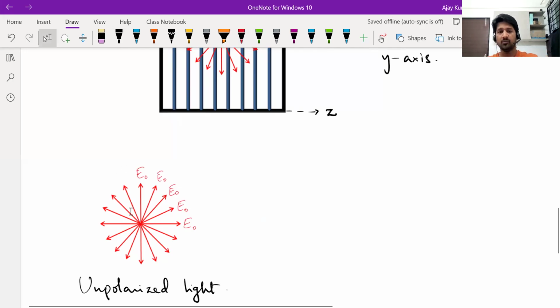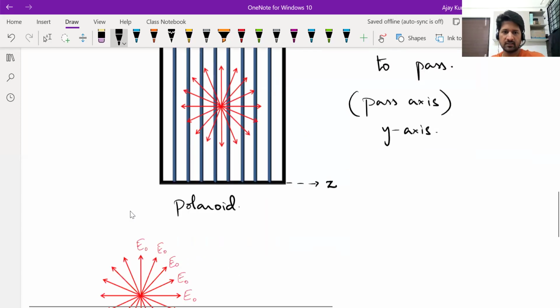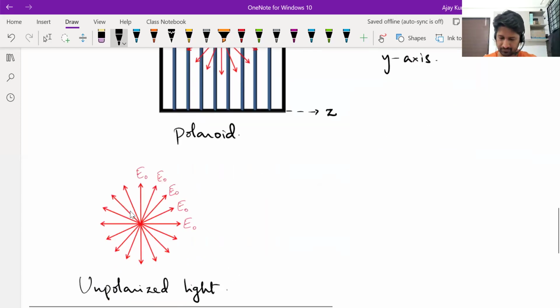Now what happens when this unpolarized light passes through this material? This material is called a polaroid. So polaroid has this ability to restrict electric field to one direction. It will cut off electric field in the other direction. So assume this polaroid allows electric field only in the Y direction to pass. It cuts off the Z component of the electric field. Only Y component is allowed to pass. Then what will happen is, for one of these waves, the entire electric field is in the Y direction. So that wave will pass as it is, this one. But for the remaining waves, only a component will be allowed to pass. And you can visualize components like this.